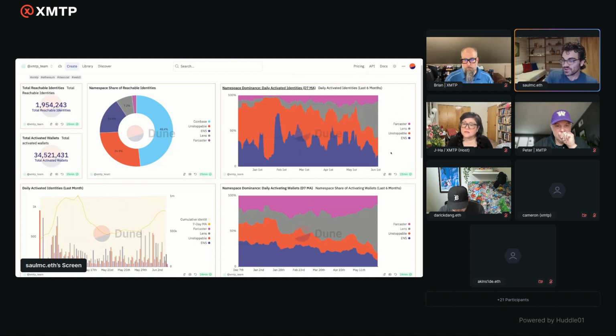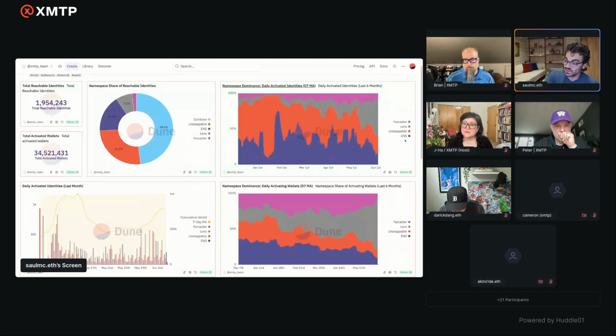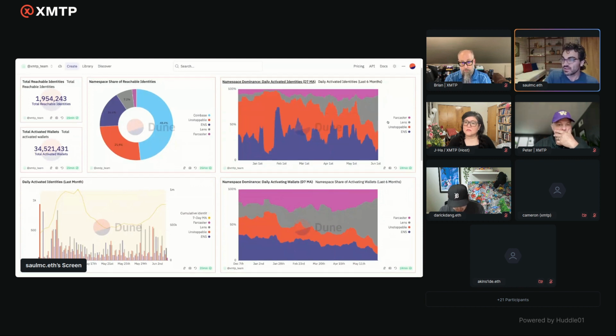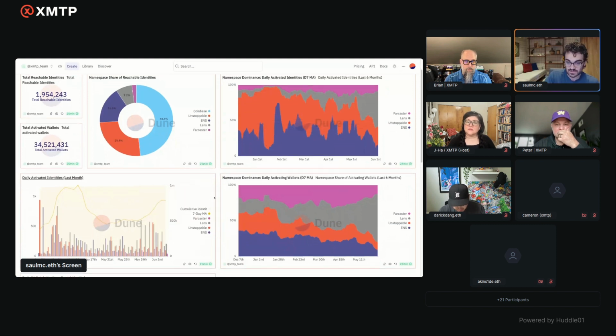Of course, what is staring us in the face, very revealing about these dominance charts, is the trend over time. And I think it's fair to say that Lens has been having a great last month or two, in terms of the share of wallets activating on XMTP, which in the last 7 days they're actually at 68% of wallets that have identities that have activated on XMTP. They've also accounted for 50% of new identities on XMTP in the last 7 days. You can see that reflected here on the bottom left in the daily activated identities chart.